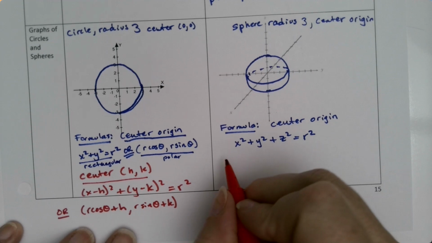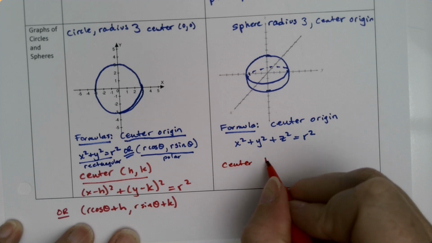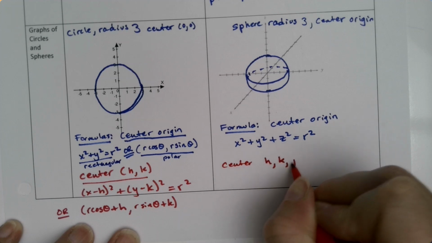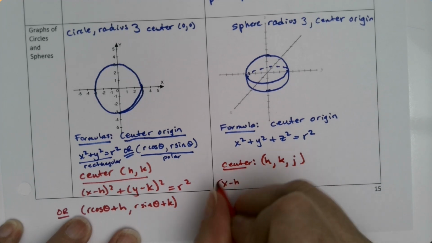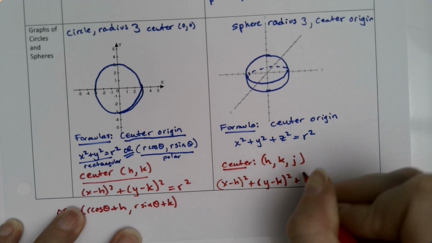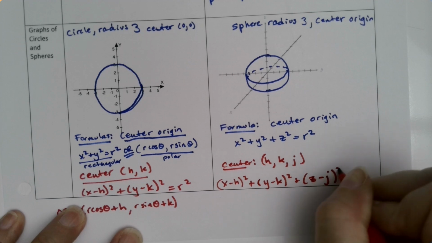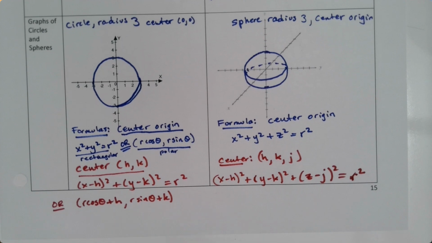Now, if the center is (h, k), it'll be (h, k, j), for example. Then it would be (x minus h) squared plus (y minus k) squared plus (z minus j) squared equals r squared. And again, there is no polar equivalent as of yet. There actually is one, but it's more complicated, so we're not going to explain it right now, but it's coming. Wait till a couple chapters from now.